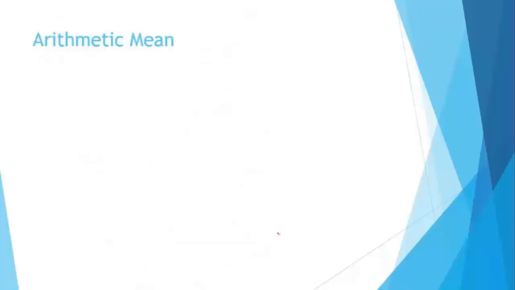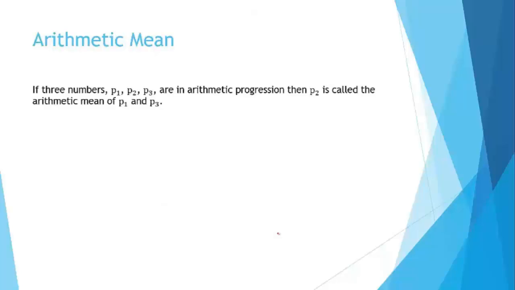Arithmetic mean. So if three numbers P1, P2, P3 are in arithmetic progression, then P2 is called the arithmetic mean of P1 and P3. So if we have three consecutive numbers in the arithmetic progression like P1, P2, and P3, the middle number is called the arithmetic mean of the other two numbers.